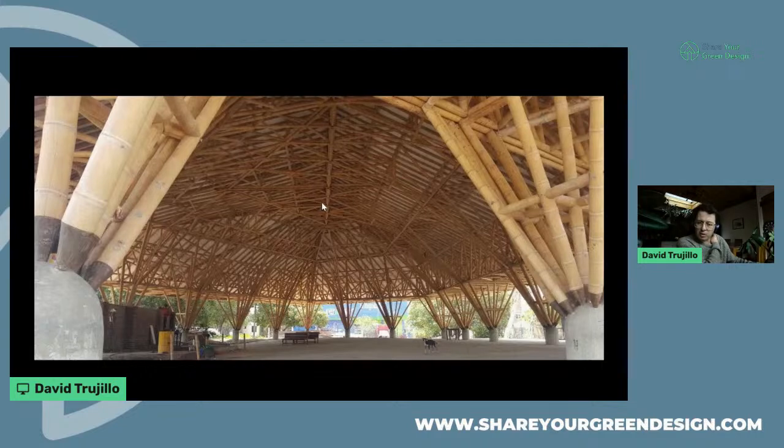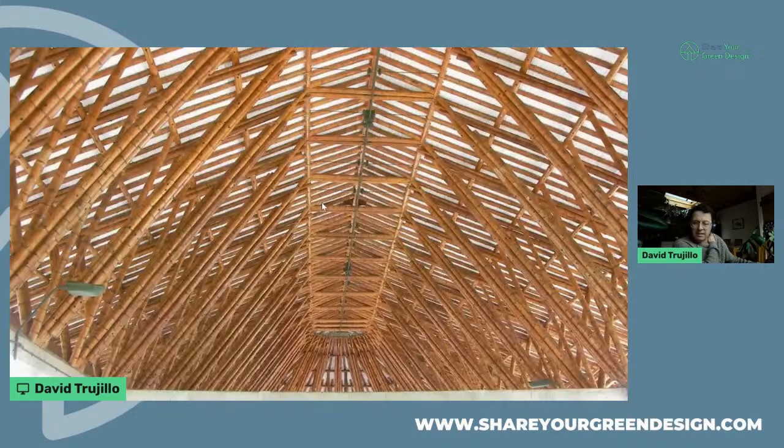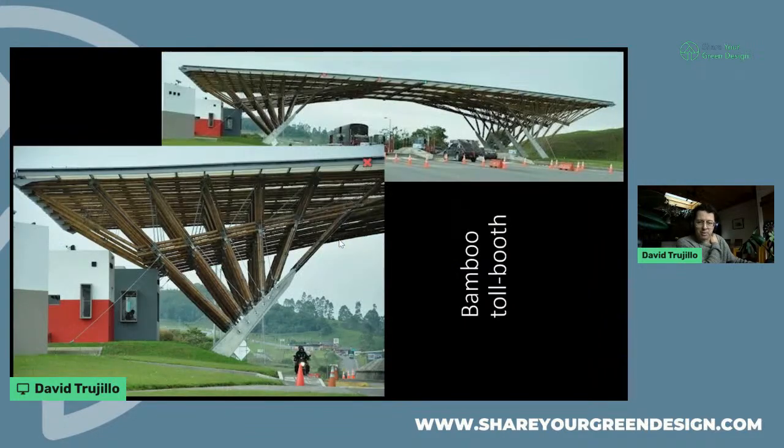This is a community hall / church in Colombia. This is a clubhouse in Colombia that's been standing from the 1990s. It's still in a very good condition, and that's a very important thing to bear in mind because it's been around for about 30 years. So it evidences that in the right sort of circumstances, we can make bamboo durable. But that's a very important point.